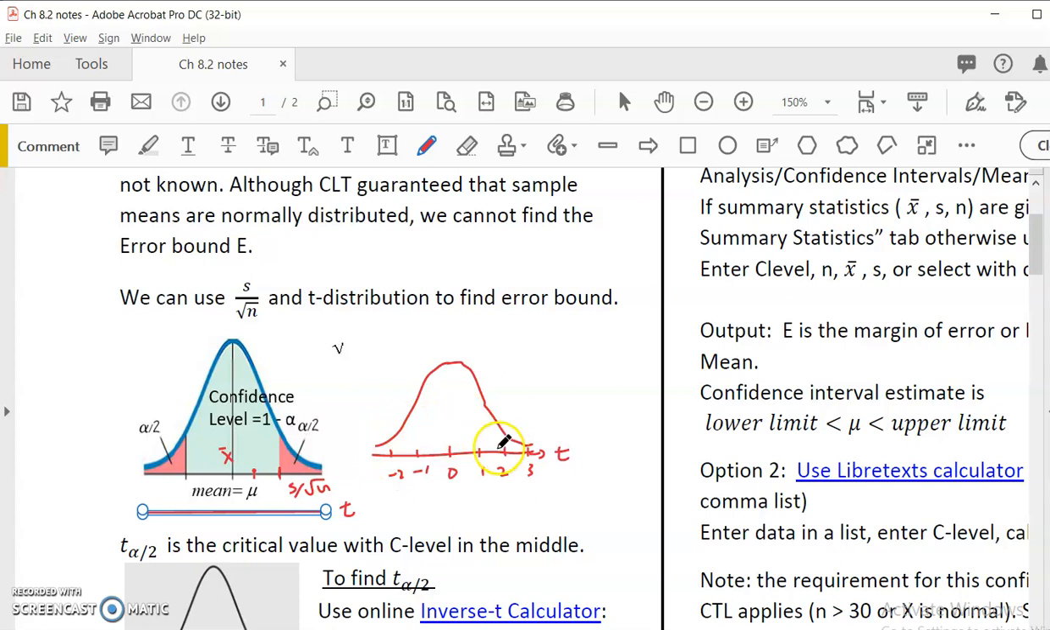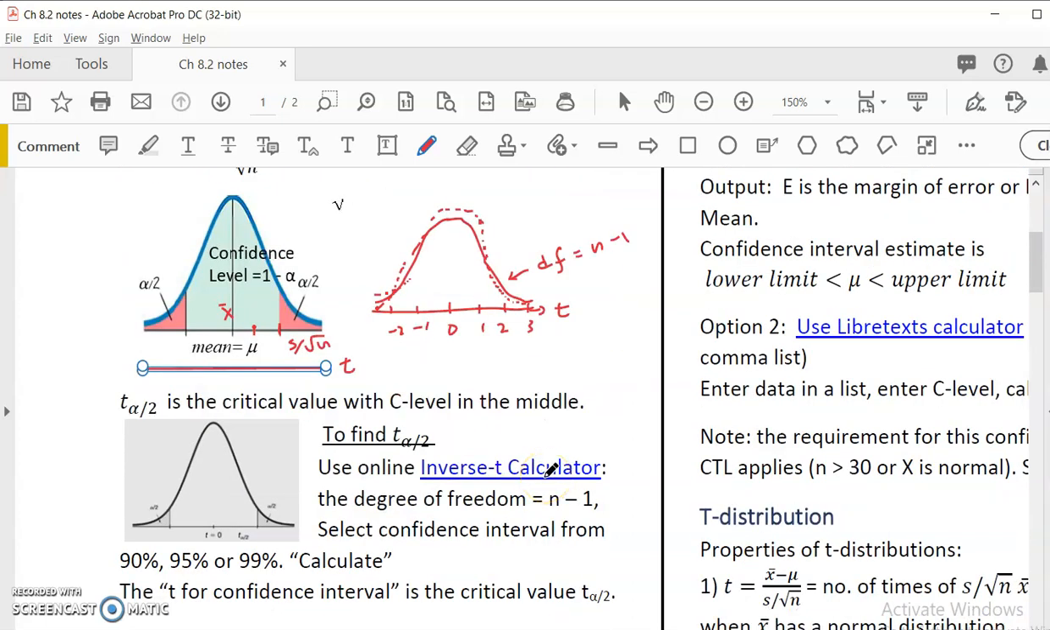But what happens is, if this is T, this is Z. Z is sharper and the tails are lower. So the T distribution usually has a higher tail area. Also, the T distribution depends on sample size. There is something called degrees of freedom, which is n-1. So if you have a different sample size, your T distribution looks different, and the tail areas look different.